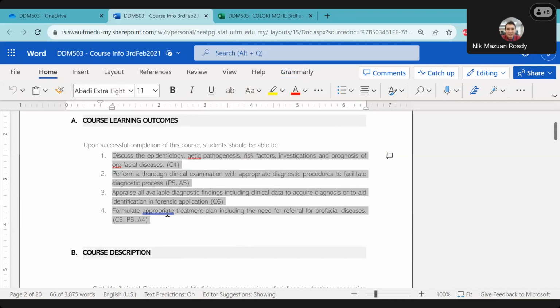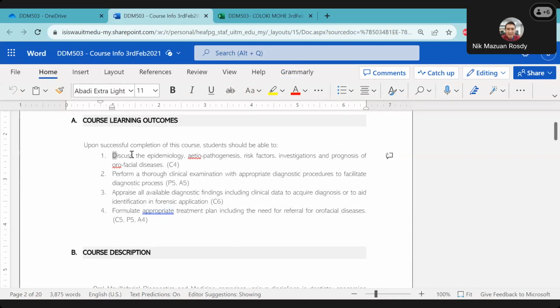And then please ensure that you have the action verb here. Start with an action verb that matches the Bloom's taxonomy level. So discuss is C4, perform P5 and A5, appraise C6, formulate C5, P5, A4. Once you have dictated your learning outcomes, it will also dictate your method of teaching, and then it will dictate the assessment, because whatever it is, you will map back to the course learning outcome.